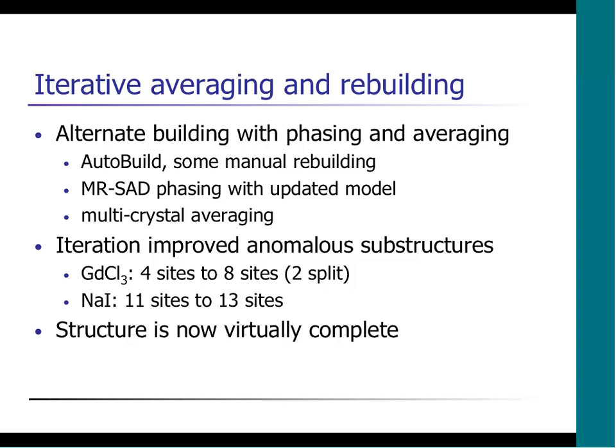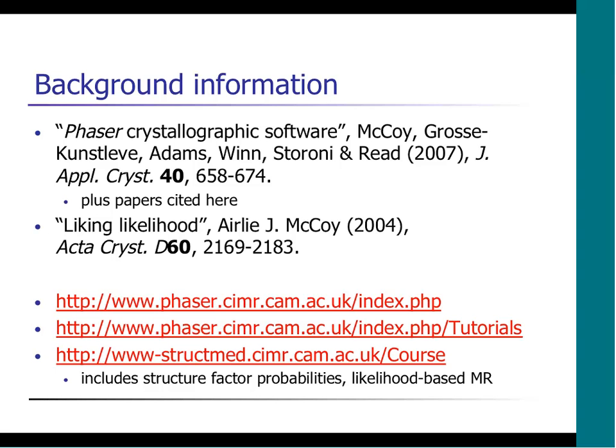Okay, so this repeats some of the information that I gave at the beginning, on background information. The main citation for Phaser is this paper, and there are papers cited there. If you want to learn more about likelihood, then Airlie has written a paper called Liking Likelihood, which you can find from our webpage. And here are the websites with different bits of information in them.